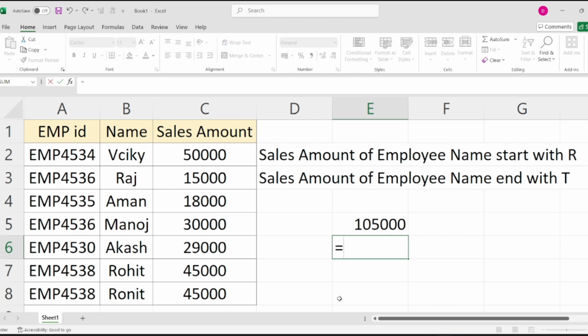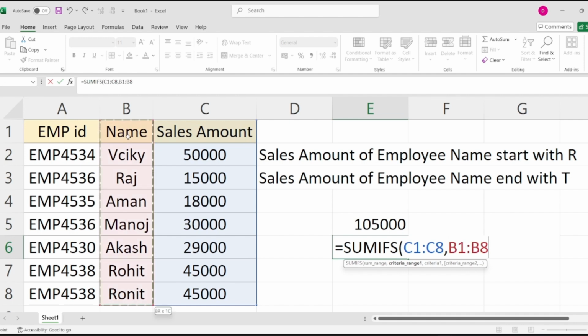The formula would be like this: is equal to SUMIF, sum range would be my sales amount, comma, asking for criteria range would be my name. Now the condition is ending with T, so is equal to double inverted comma, star and T, double inverted comma, then close the bracket and enter.